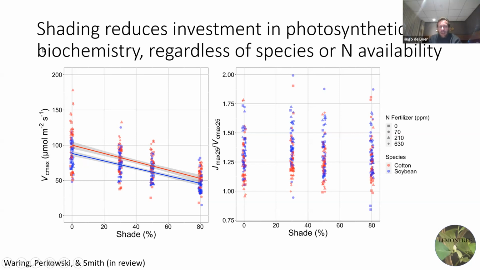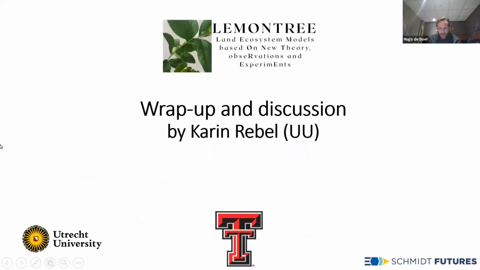So it is very clear that the shading effects are confirming our model predictions, the same as the nutrient availability. One of the key points that we get from these experiments is that we still have species differences that we cannot immediately explain based on optimality theory, just because there are so many fundamental differences between species. So that wraps up my presentation of the experimental results. And now I would like to give the word back to Karin.